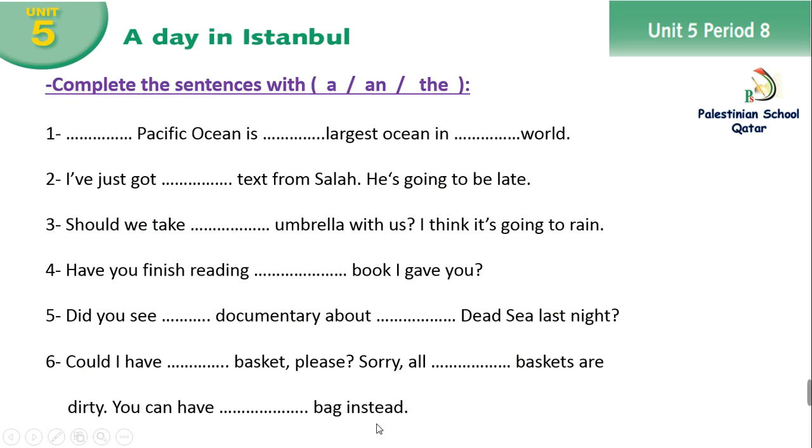Now we have an exercise for everybody to check your knowledge and understanding of a and the. It's not in the book, it's outside the book. So here number 1, Pacific Ocean is largest ocean in world. Where do you want to put a and the? Number 1, the Pacific Ocean is the largest, it is a superlative, and with the superlative we have to put the, the largest ocean in the world.